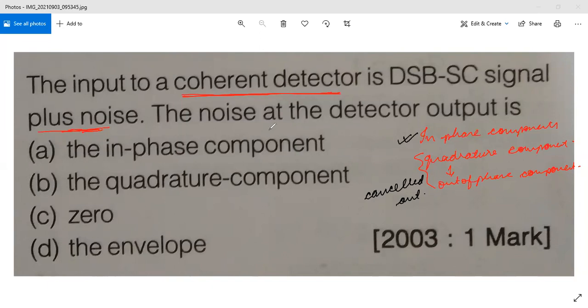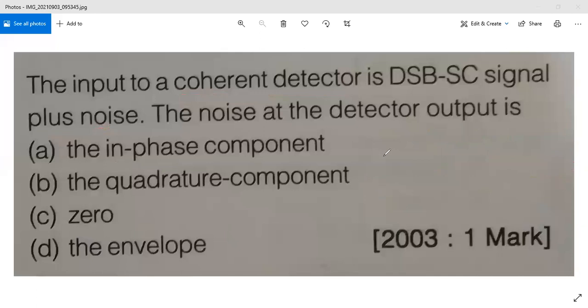So according to the question, we will have the noise of the detector output is in phase component. Okay, then it will not be a quadrature component, it will not be zero and it will not be the envelope. So it is the in phase component. So jo bhi noise ka part hota hai, that will be of in phase component, quadrature component will be cancelled out. Okay, this is a one mark question asked in 2023. Let us move to the next question.